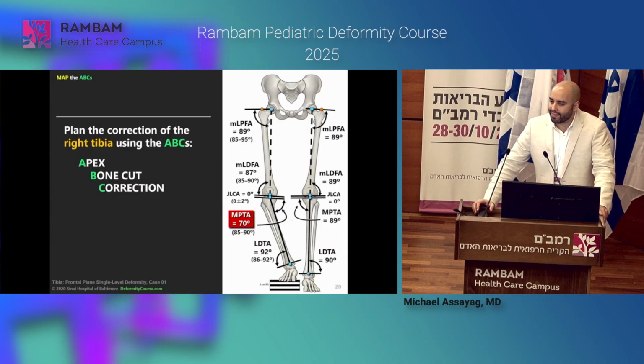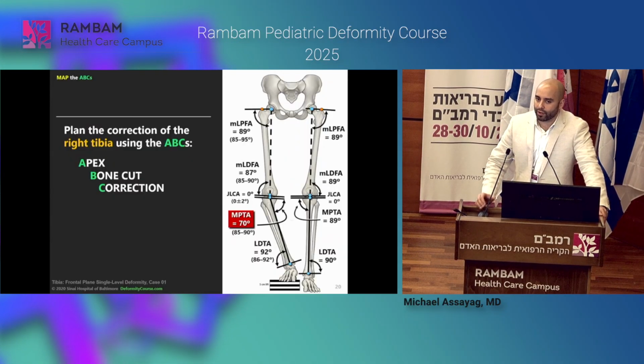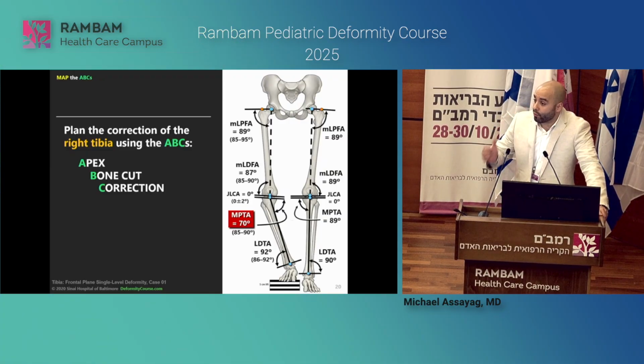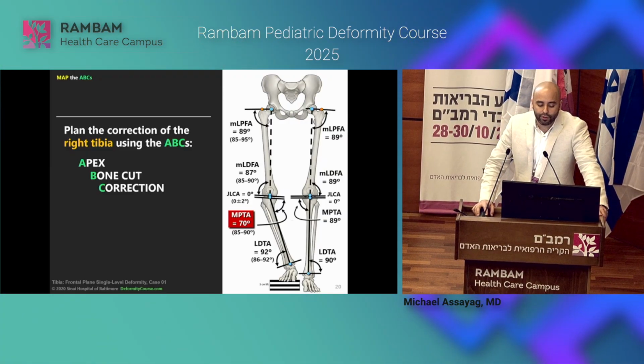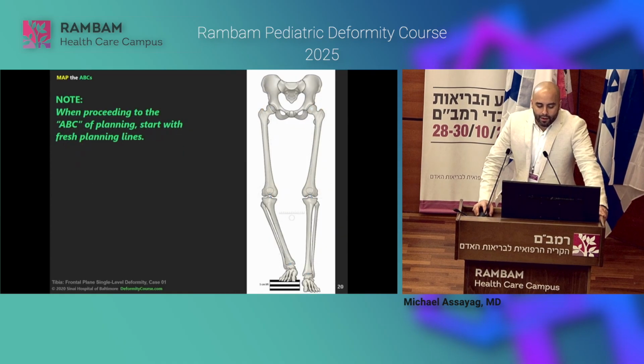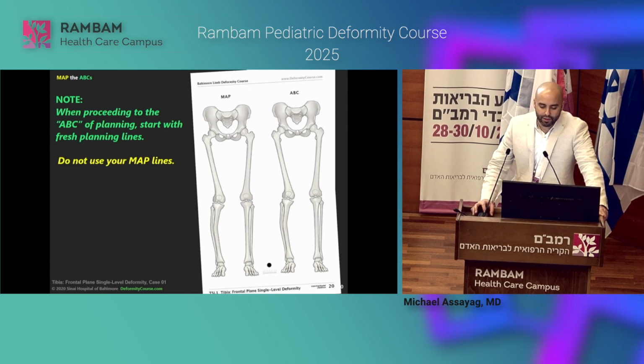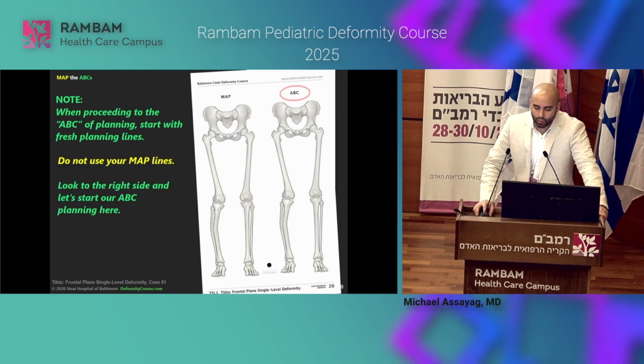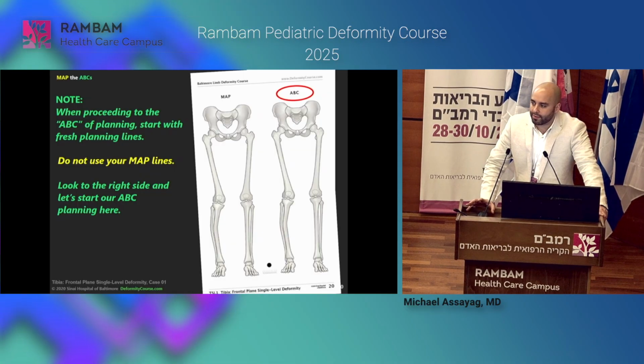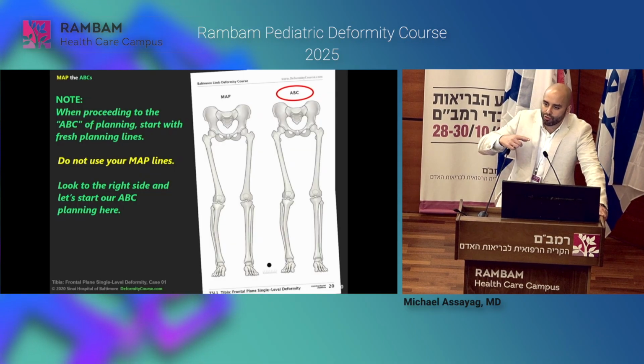So let's jump in the thick of it. Let's plan our procedure. Let's plan the correction. Let's figure out what we're going to tell our patient. And to do that, we have to measure the ABC. When proceeding, always erase all the lines you've already drawn. So if you're on a PAC system, erase everything and start with fresh lines. One of the most common mistakes is we try to draw the ABC with the previously drawn lines.